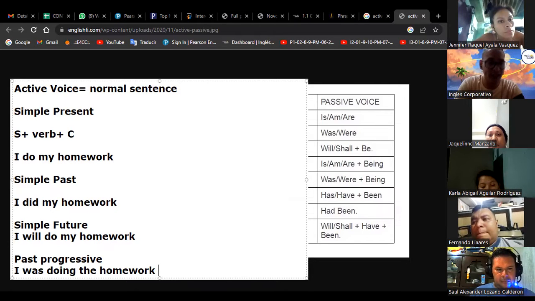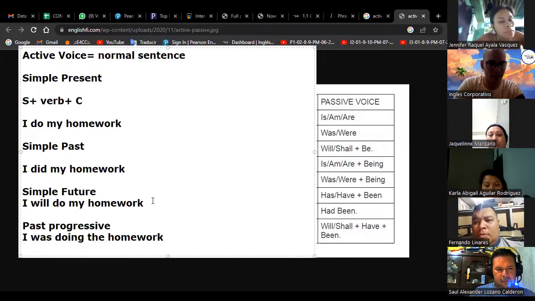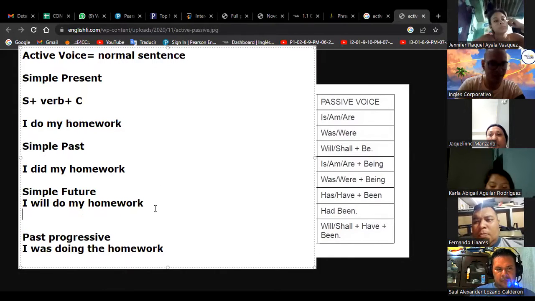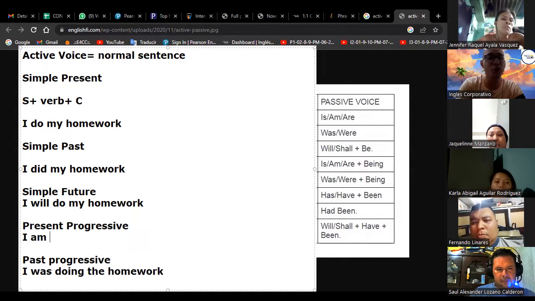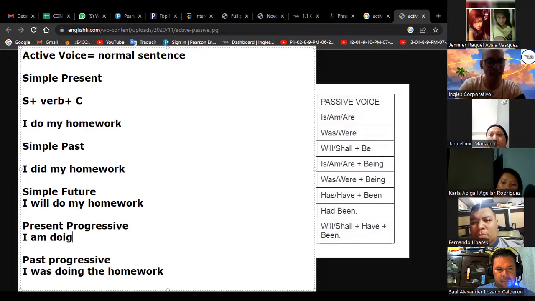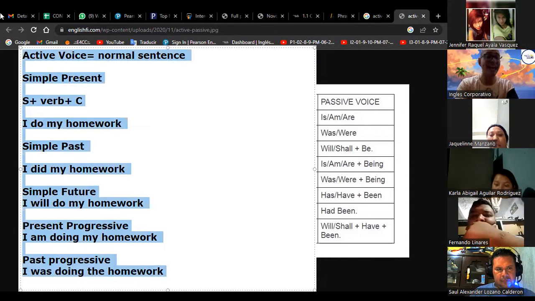Another example in another tense, the present progressive. Let me write it over here. Present progressive. So the present progressive over here, guys, I am doing my homework. And that would be the active voice. In these, let me see, 1, 2, 3, 4, 5 tenses, this is active voice. When you say the activity is normal.